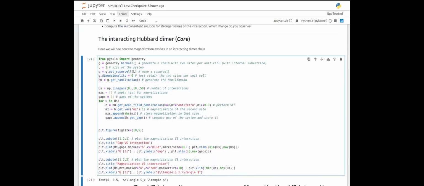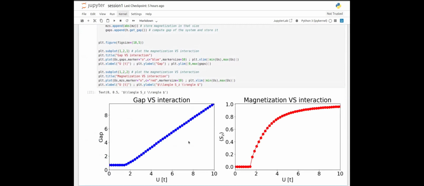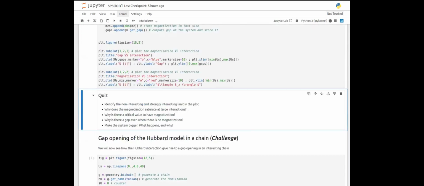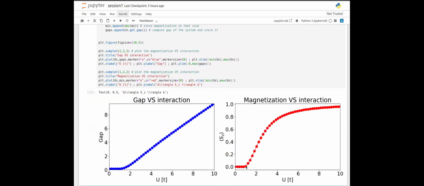Let's try to go even a little bit further. So L equal to 4. At L equal to 4, you see that the transition moves a little bit to the left. And let's try, for example, L equal to 20. And you will see that at L equal to 20, our transition is going to move even a little bit further. So as you make the system bigger and bigger, interactions are going to do something sooner. So you will need a weaker interaction in order to develop a correlated state. And this is in a way very much related with the evolution of the density of states as a function of the system size that we saw before.